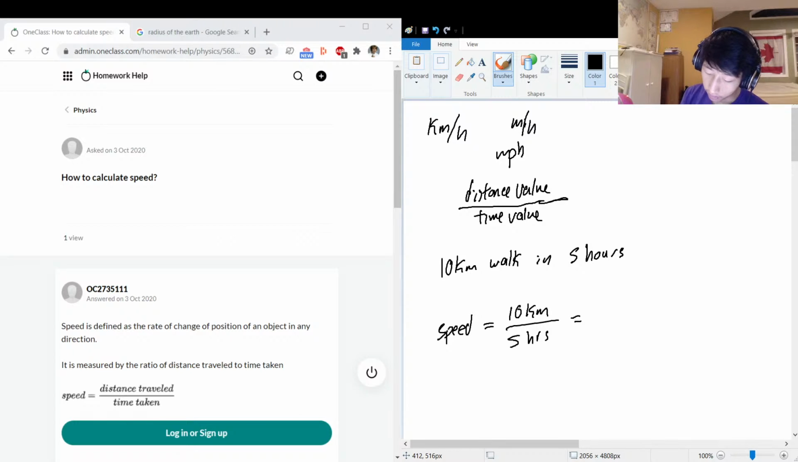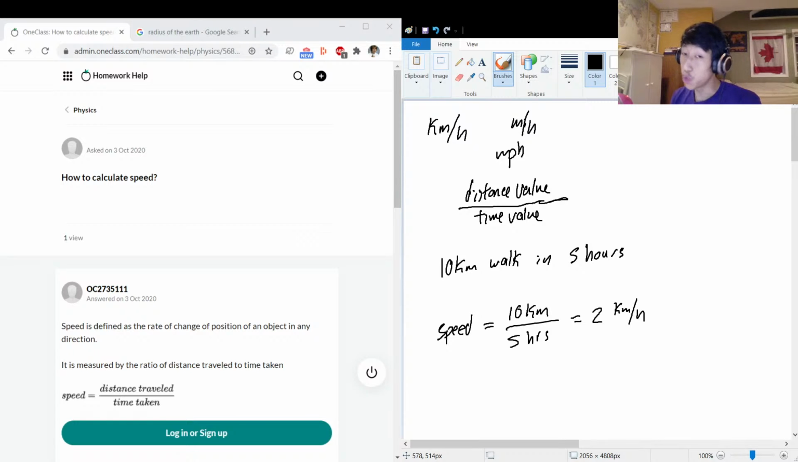And you would have 10 divided by 5, that's 2. That's 2 kilometers per hour. Okay, so to find the speed, you just want to take the distance that you travel and divide that by the amount of time that it takes for you to travel that distance.